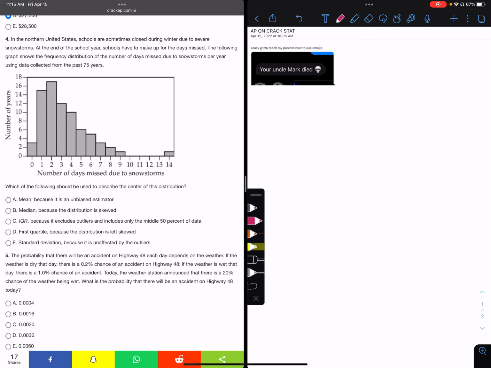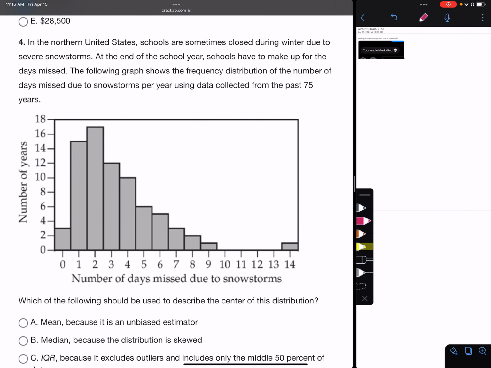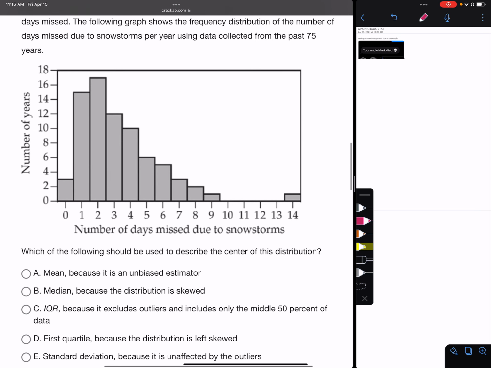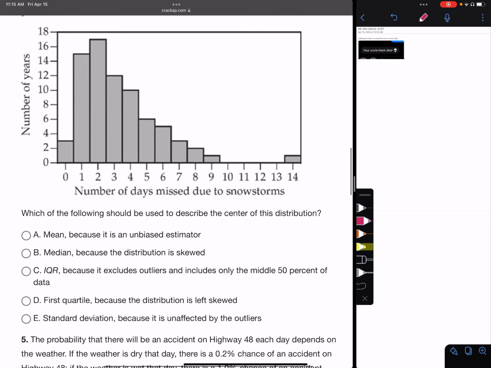In the northern United States, schools are sometimes closed during winter due to severe snowstorms. At the end of the school year, schools have to make up for the days missed. The following graph shows the frequency distribution of the number of days missed due to snowstorms per year, using the data collected in the past 75 years. Which of the following should be used to describe the center?